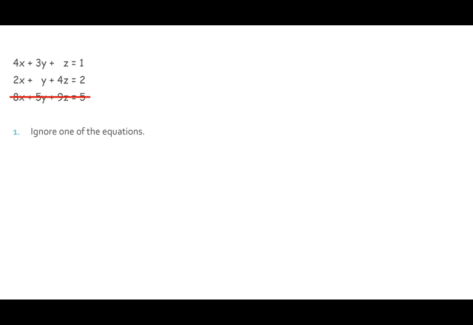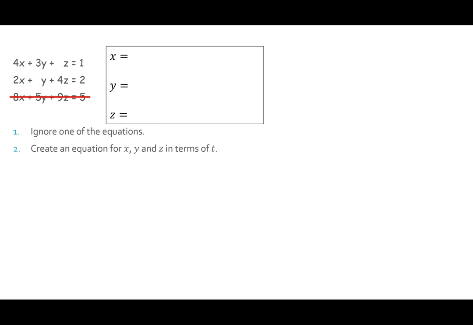First step, ignore one of those equations. I've chosen to ignore equation 3, but you could have just as easily chosen to ignore equation 1 or 2. Our goal here is to create three equations, one for x, one for y, one for z. All of these equations are going to be in terms of the fourth variable, t, and that means that they are all parametric equations. And I can change the value of t to give me new solutions for x, y, and z. So I could change it infinitely many times to find all of the infinite solutions.